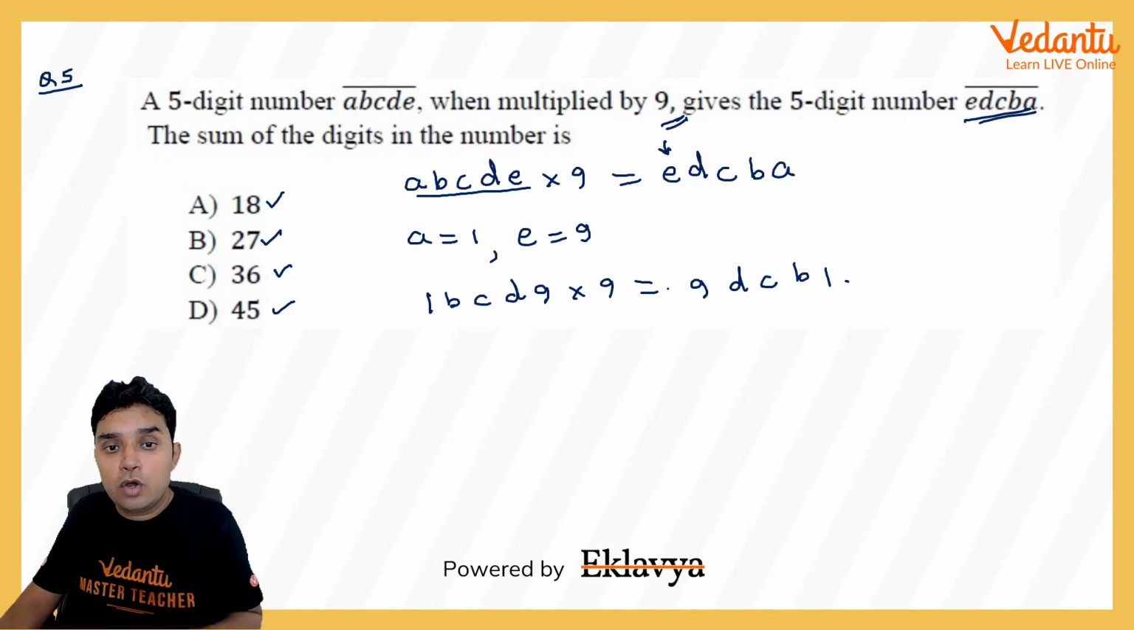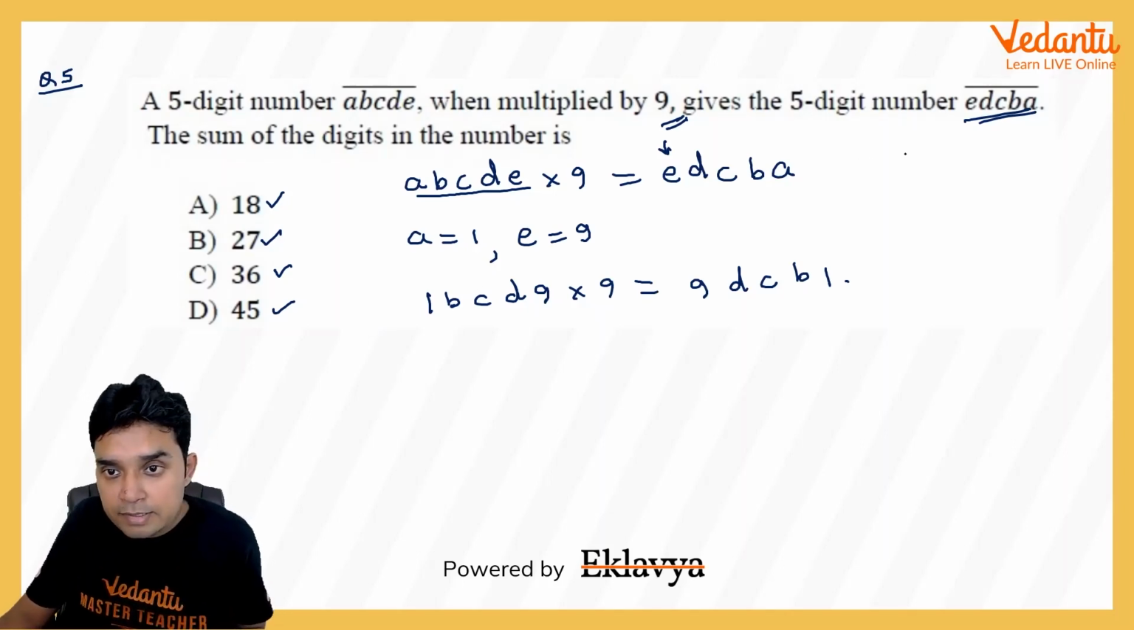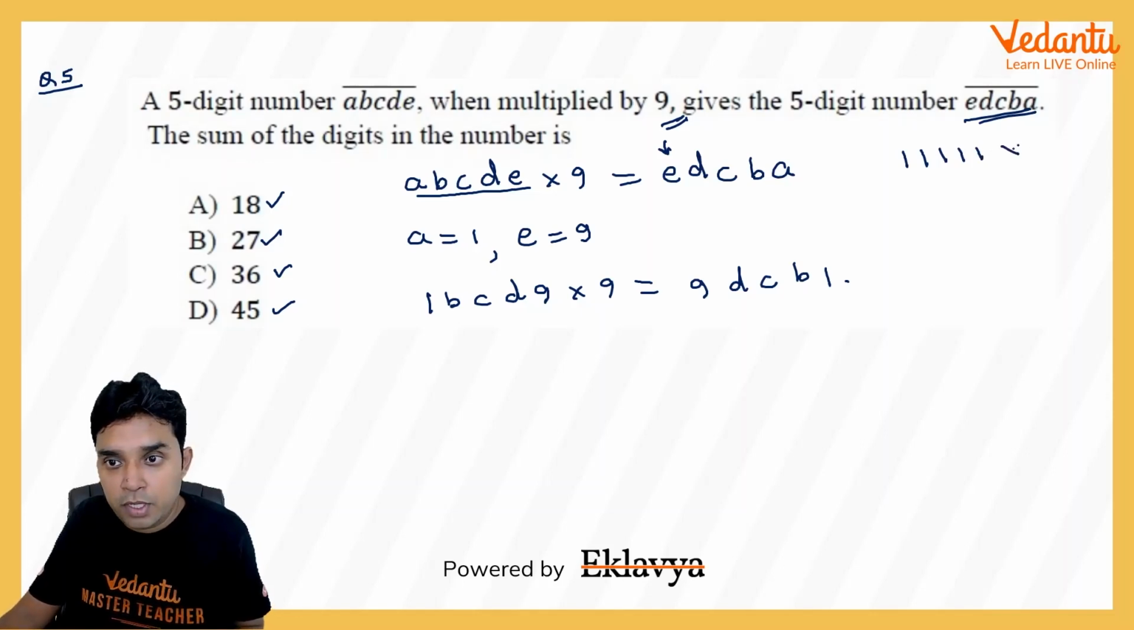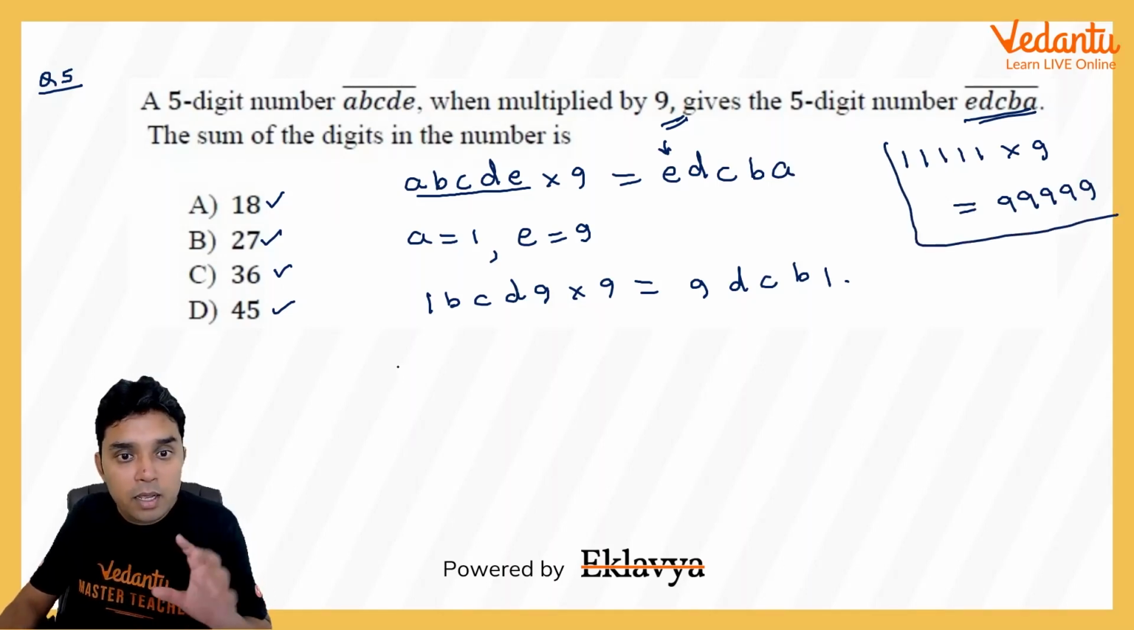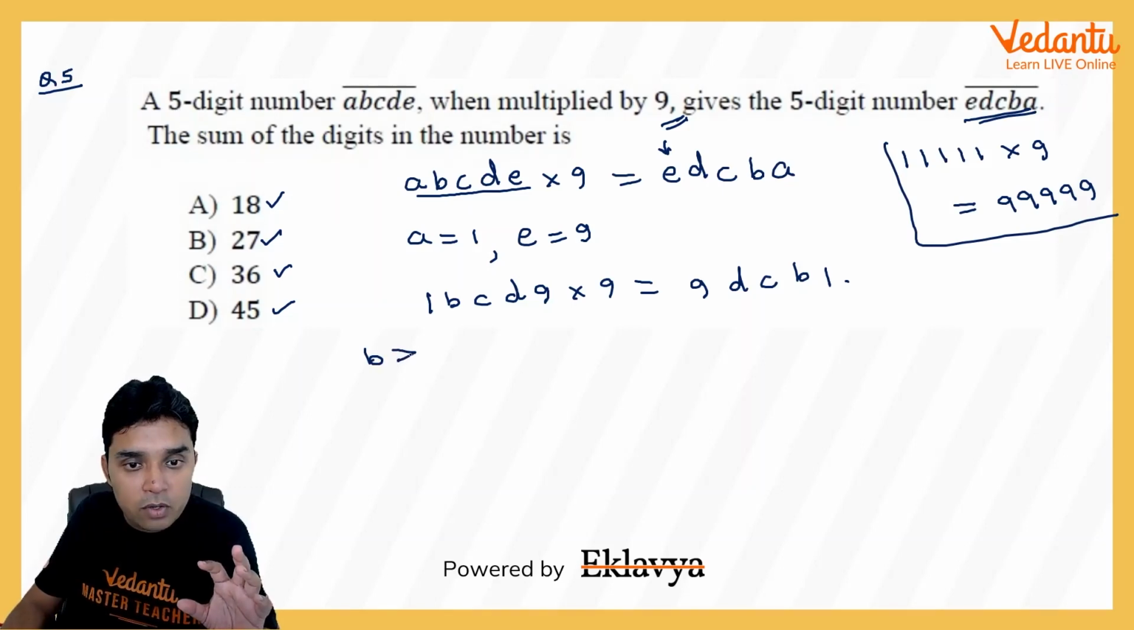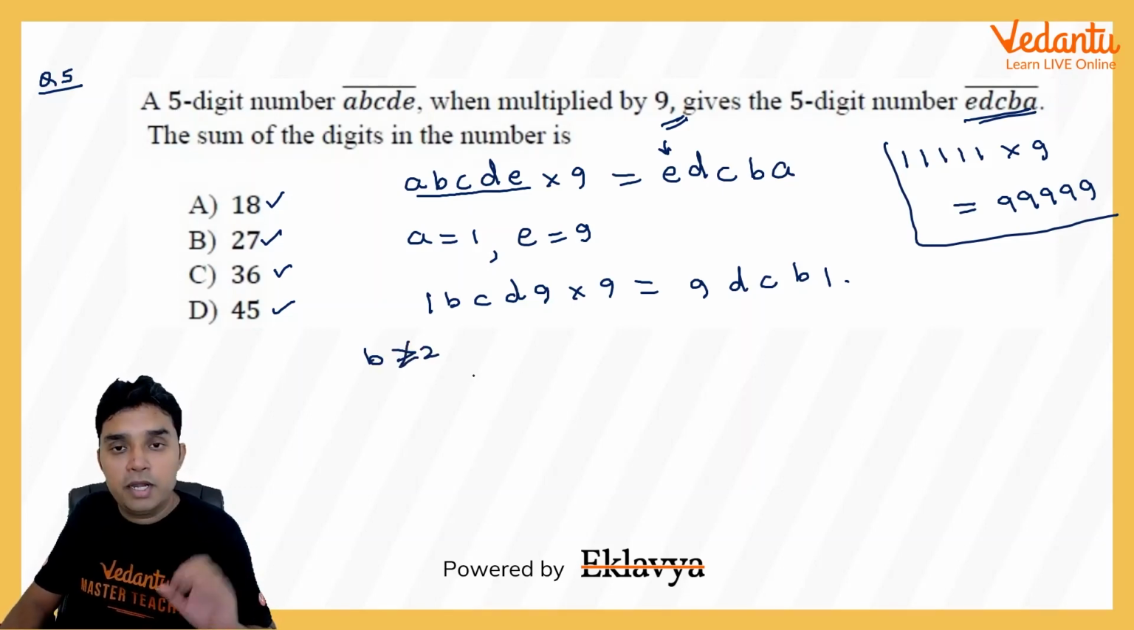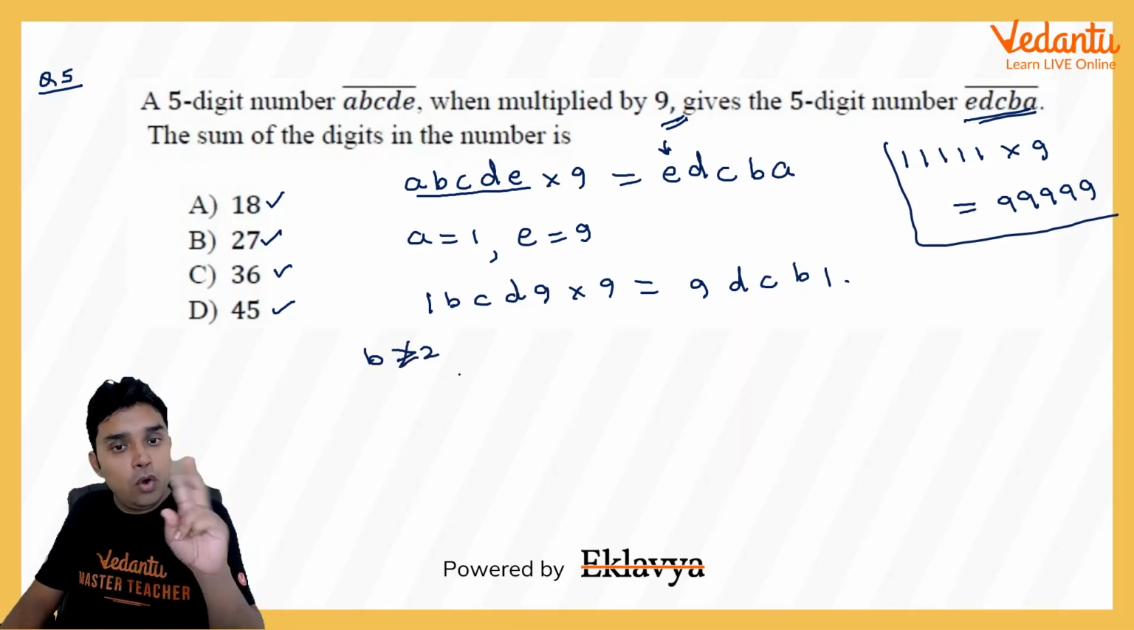Now let us talk about B. Please listen: 1, 1, 1, 1, 1, 5 times 1, multiplied with 9, gives you the largest possible 5-digit number, that is 9, 5 times. Okay, so here this B cannot be greater than or equal to 2. It has to be either 1 or 0.